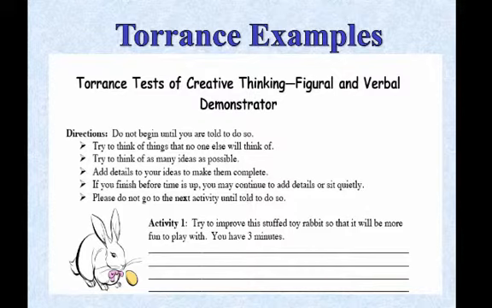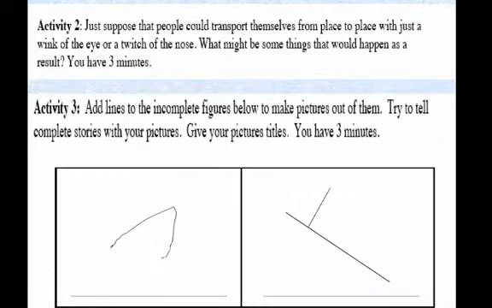Activity 1. Try to improve this stuffed toy rabbit so that it will be more fun to play with. You have 3 minutes. Activity 2. Just suppose that people could transport themselves from place to place with just a wink of the eye or a twitch of the nose. What might be some things that would happen as a result? You have 3 minutes.